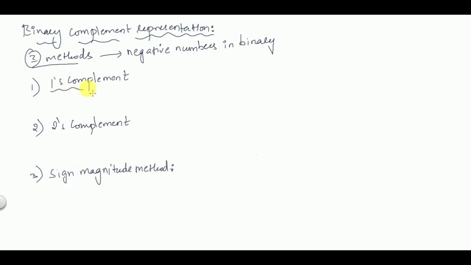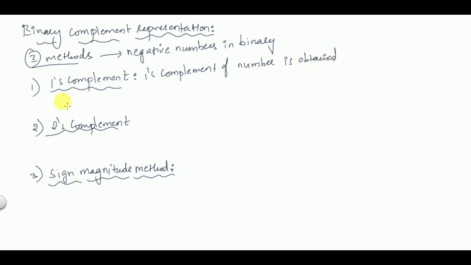Okay, so these are the three methods we have: 1's complement, 2's complement, and sign magnitude method. Right, so 1's complement of a number is obtained by changing all zeros in the number to ones and all ones to zeros. Okay, so 1's complement of a number is obtained by changing all zeros to ones and all ones to zeros.